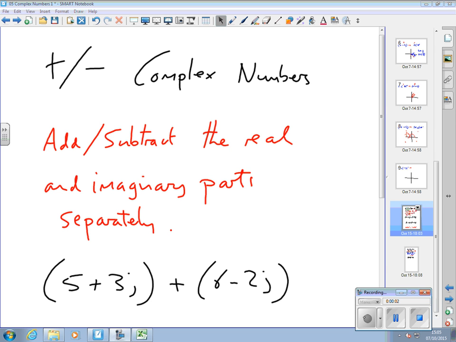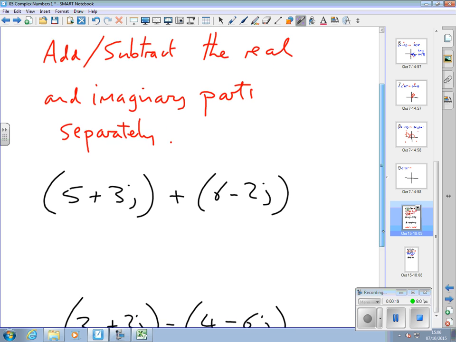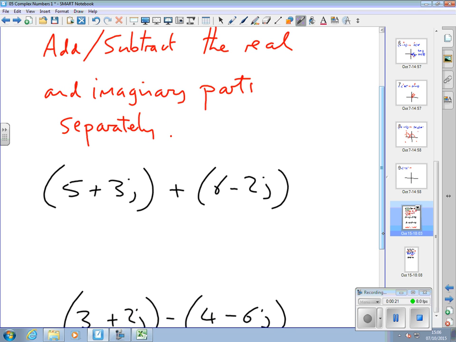Adding and subtracting complex numbers couldn't be easier. All you do is add or subtract the real and imaginary parts separately. Just be careful of negatives, as if I'm subtracting a negative, things like that. But apart from that, it's quite straightforward. So here are the two numbers in rectangular form.